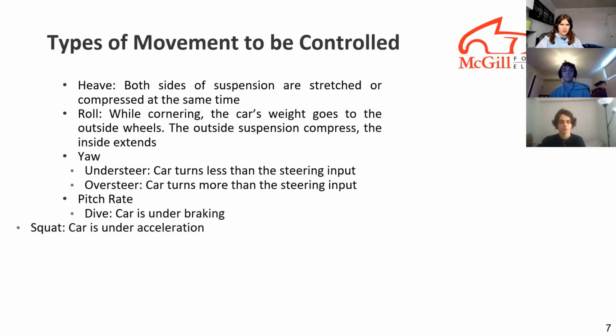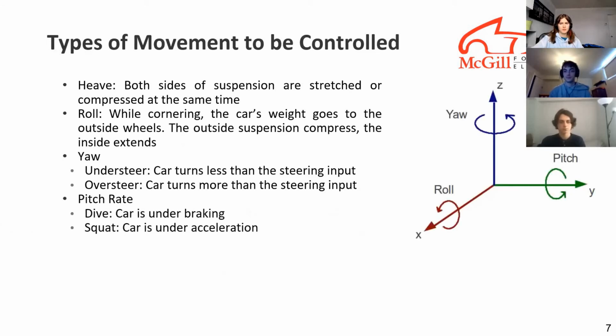Now, can you talk a little bit about the types of movement to be controlled? Yeah, of course. Like I said before, one goal of the suspension is to control how the car will move when we do different things, such as braking or turning. The different kinds of movements include heave. Heave is when both sides of the suspension do the same stretching or compression. Let's say we take a bump equally on the right and left side of the car and the whole car lifts, that is heave.